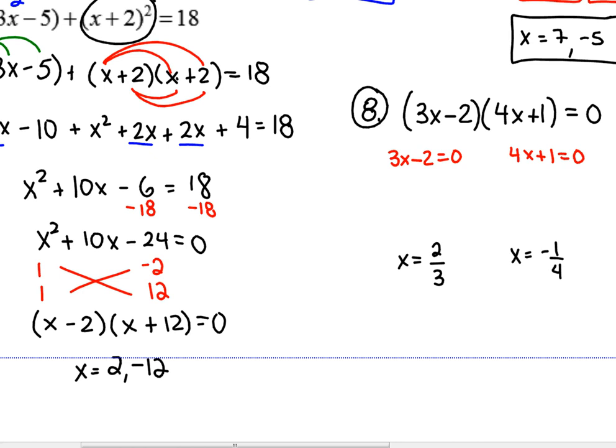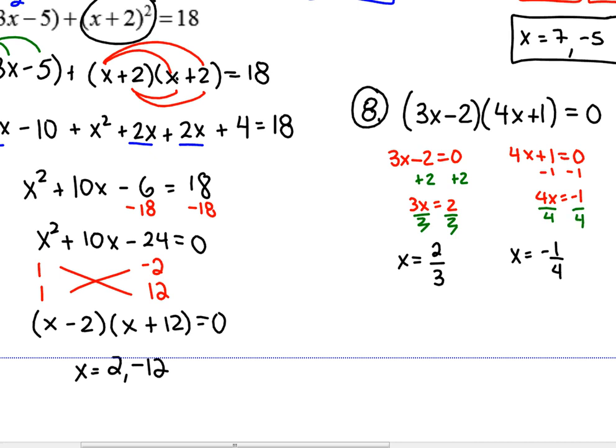So the opposite sign, second over first, right? Because if x minus 2 is equal to 0, we add 2. So you can do the long way if you want. And then divide by 3. Okay, same idea here. Subtract 1. Then divide by 4. Negative 1/4.